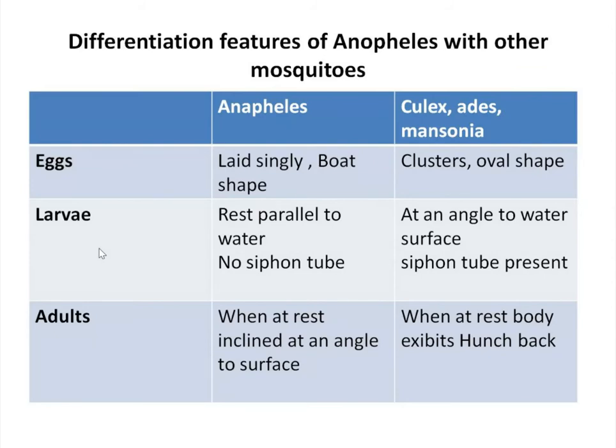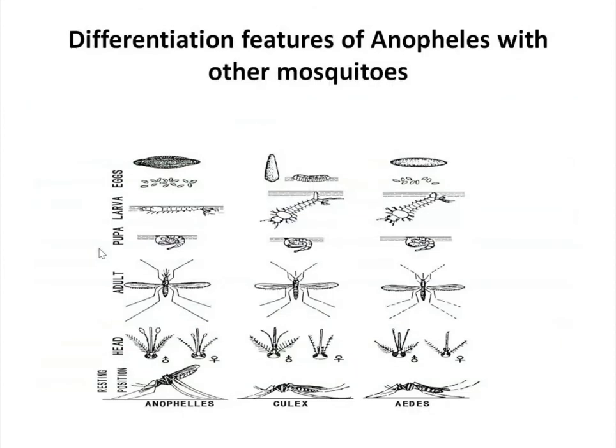Next is adults. When it rests on the surface, the adult Anopheles mosquito inclines at an angle to the surface, whereas the other mosquitoes don't make any angle with the surface. They exhibit the hunchback appearance. To get a better understanding, if you see this picture, you get a better understanding. So here the first is Anopheles, then Culex and Aedes.